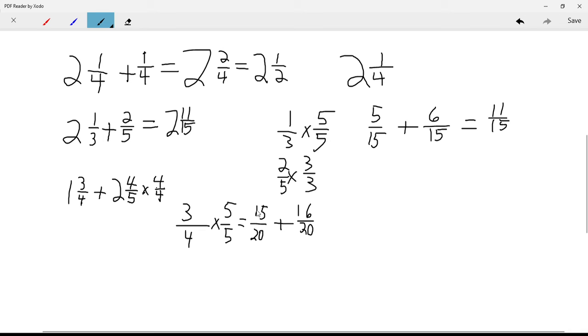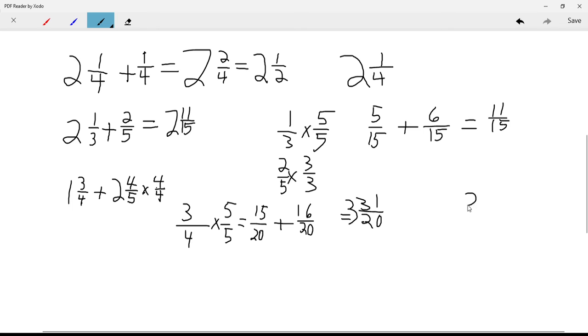Okay, so 15 plus 16 equals 31 over 20. And then if I were to add the 1 and 2, I would get 3 and 31 over 20. But this is not the right answer, because 31 over 20 is an improper fraction, and you can't have an improper fraction in a mixed number. So what do we do to fix this?